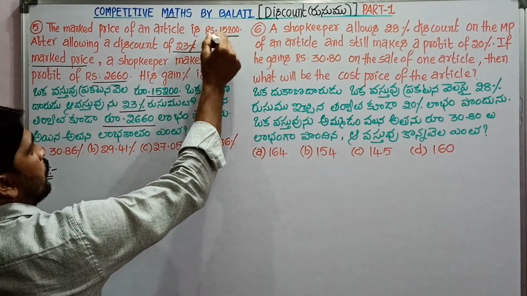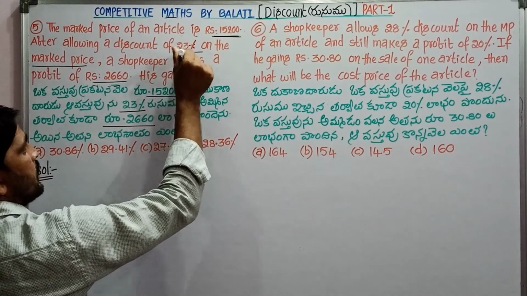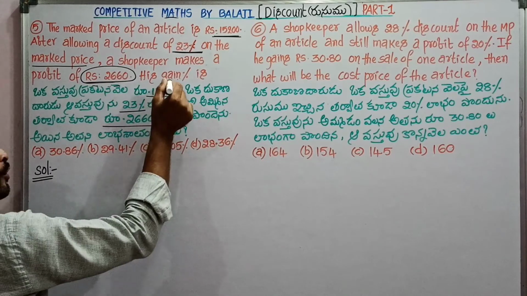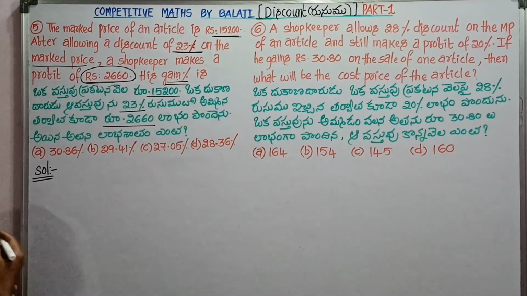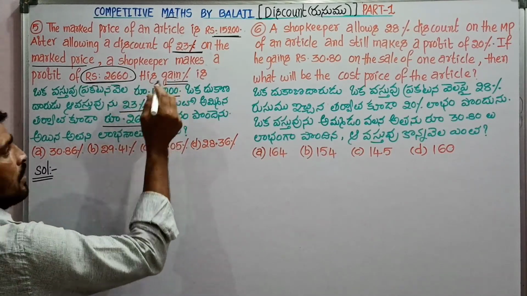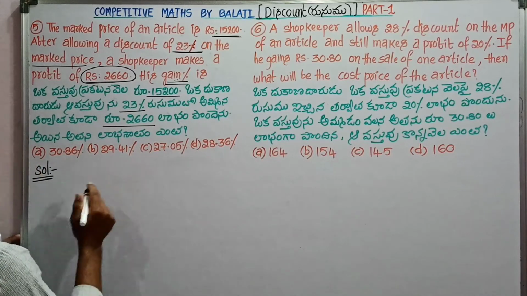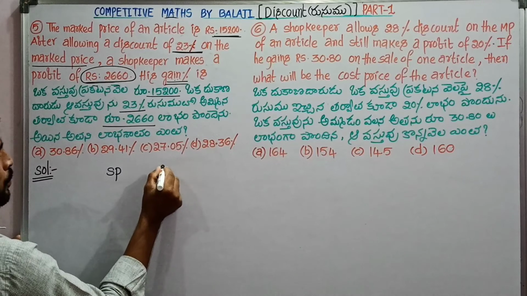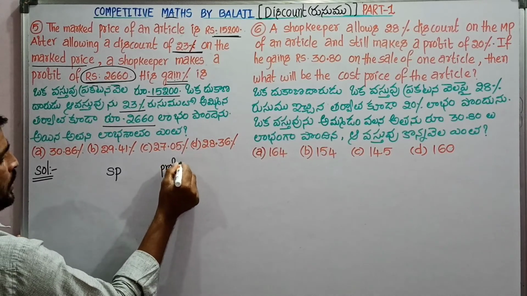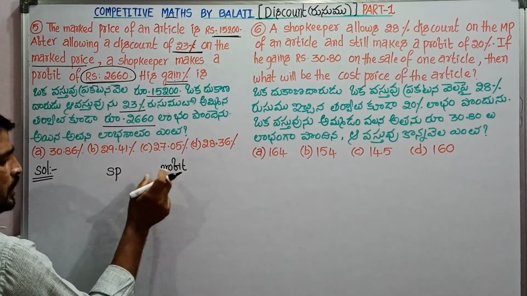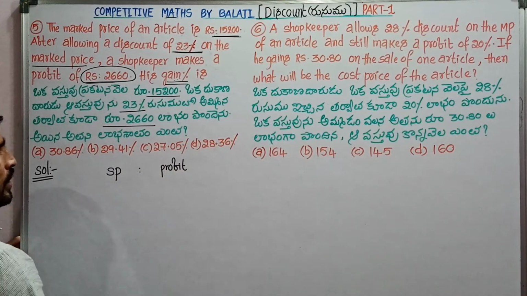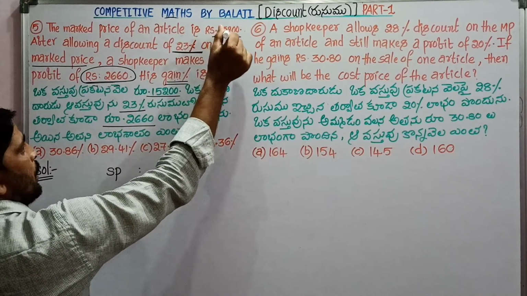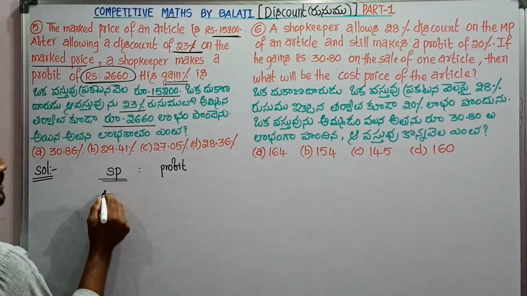Since market price is given and discount percent is given, and profit is given in rupees, we have to find gain percent. Gain percent or profit percent is always calculated on CP. CP is nothing but the difference between selling price and profit. So we have to consider the ratio of selling price to profit. But we are given only the market price.